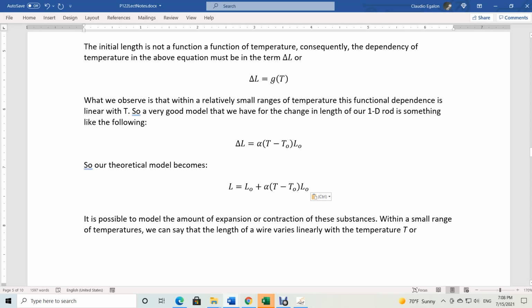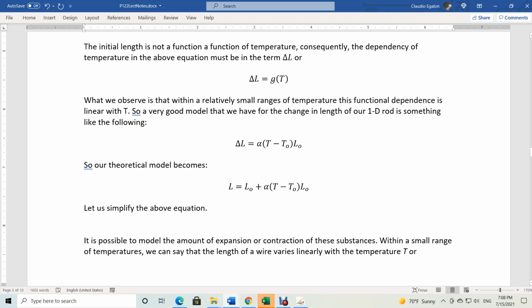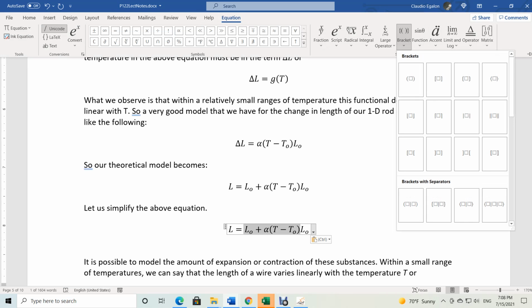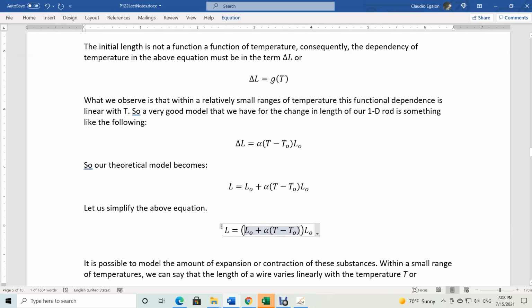Let us simplify the above equation. I'm going to put L naught in evidence here. That's another way of writing the same equation.